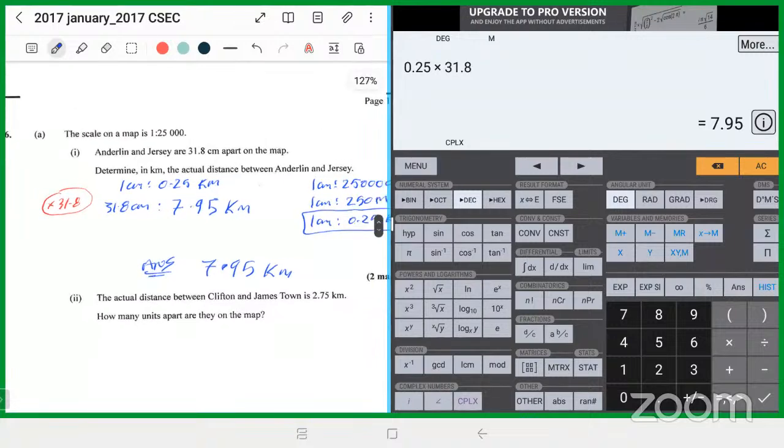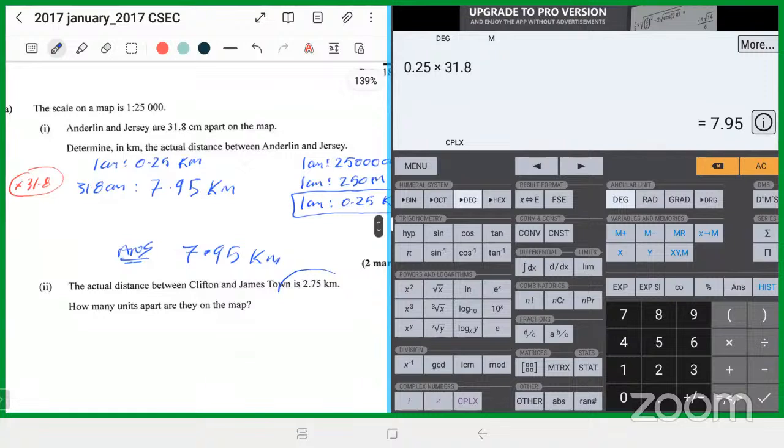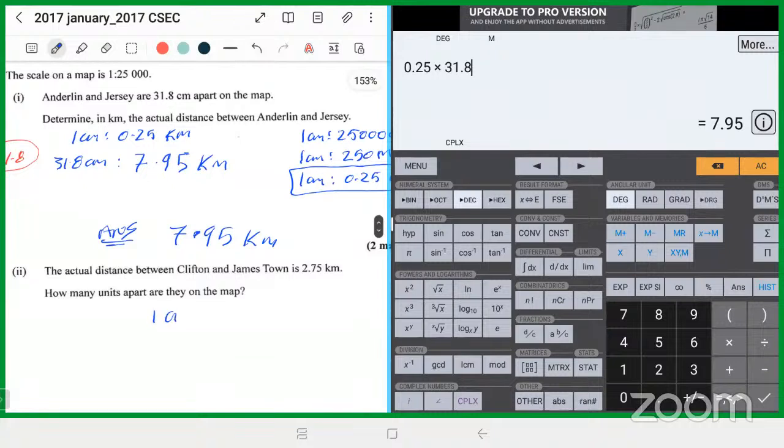It said, now, what is the actual distance? It tells us now the actual distance between these two places is 2.75. How many units on the map does that represent? How many units apart are they on the map? So the same ratio we can start with. So we can say, okay, start with the same ratio. 1 centimeter is 0.25 kilometers.